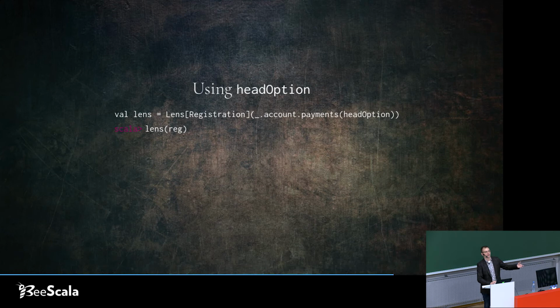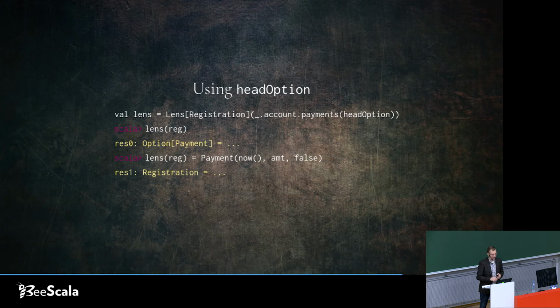So we apply our lens to a registration. We now get an option of payment, not a list of payment. There's only at most one. And if we wanted to replace that with a new one, we simply use this syntax, give it the new payment. We're going to delete the head payment if there ever was one, substitute this new one in, and we've updated that so there is now a registration returned. So this is quite conveniently pointing at the head of the list.